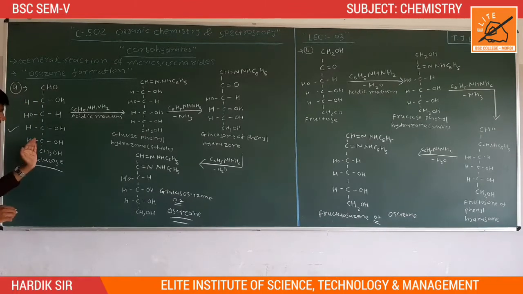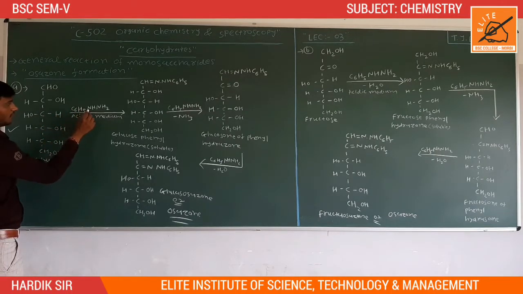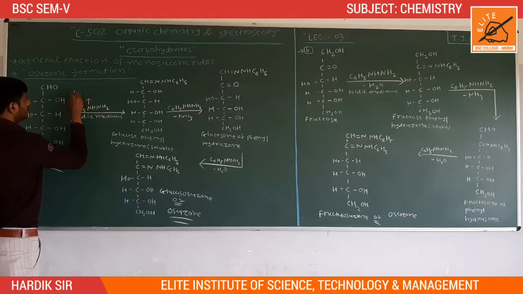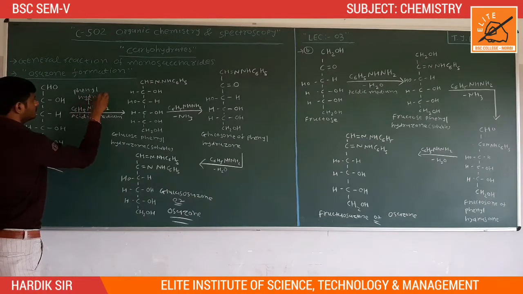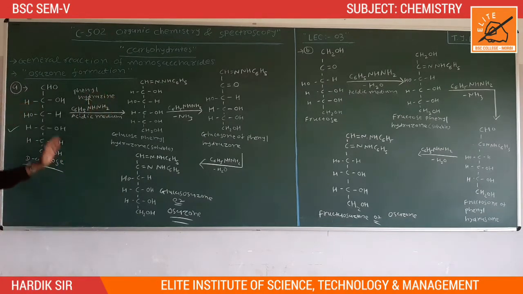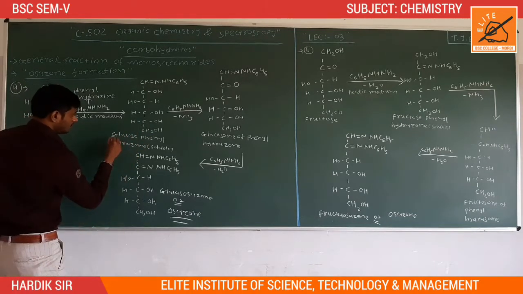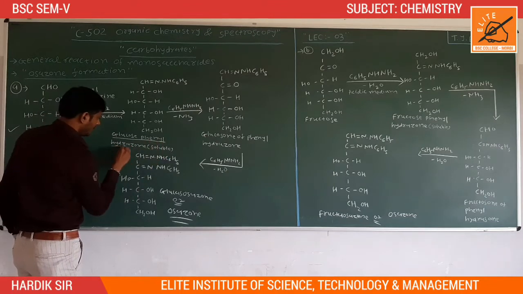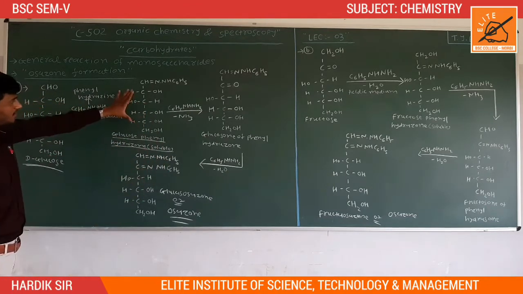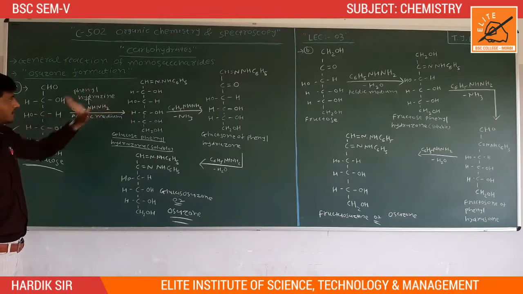Now, D-glucose is reacted with phenylhydrazine. This is the formula of phenylhydrazine. D-glucose reacts with phenylhydrazine in an acidic medium to produce glucose phenylhydrazone. This is the structure of glucose phenylhydrazone.